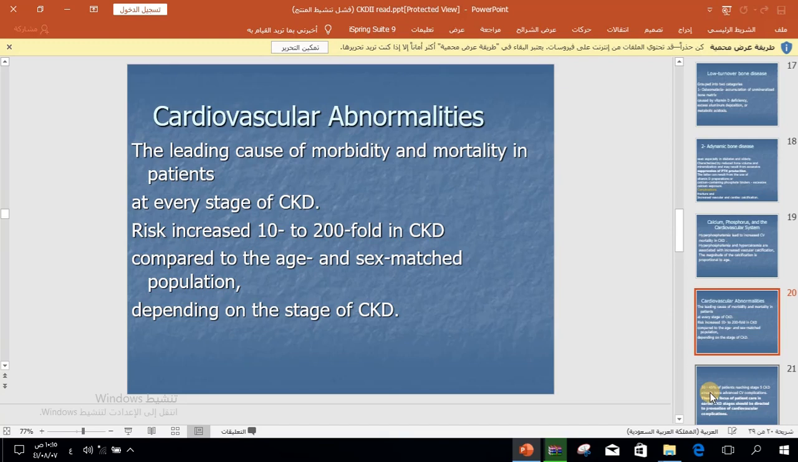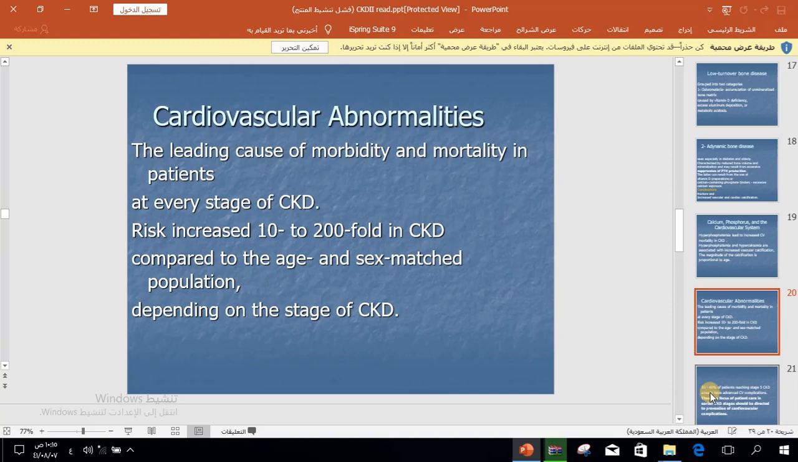The next major complication of CKD is cardiovascular abnormalities. It is the leading cause of mortality and morbidity in patients with CKD, especially in every stage, but especially at stage 3, 4, and 5. The risk of cardiovascular diseases is increased from 100 to 200 folds in CKD compared to the age-matched and sex-matched population.